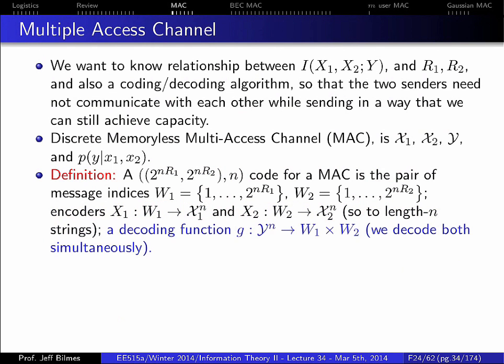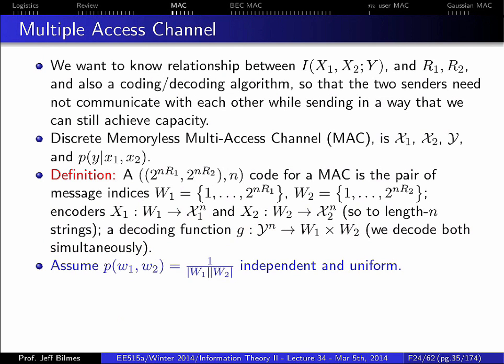So we turn an integer into a length n string of input channel symbols. And then the decoder takes a sequence of output symbols from the channel, y of n, so everything's length n, and it comes back with two messages, the one corresponding to W1 and the one corresponding to W2. So what you map into is a pair of integers rather than just a single integer, because you want to be able to distinguish between who sent what.